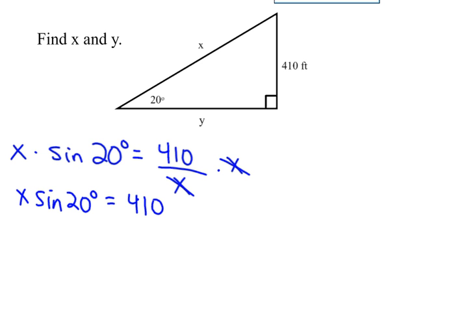The sine of 20 degrees is just a number. If you punch it into your calculator, you'll get a decimal. Okay? It's just a number, just like 3 is just a number. Just like 5 is just a number. Okay? We cannot separate the sine part from the 20 degrees part. It is one thing together. All right? So, in order to get x by itself, we're going to divide both sides of the equation by the sine of 20 degrees.